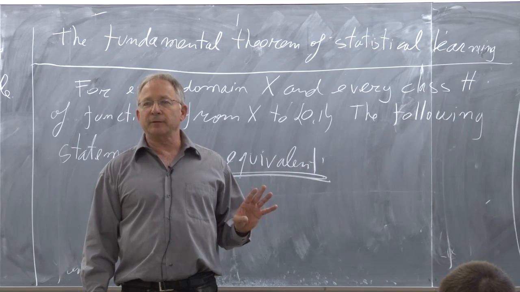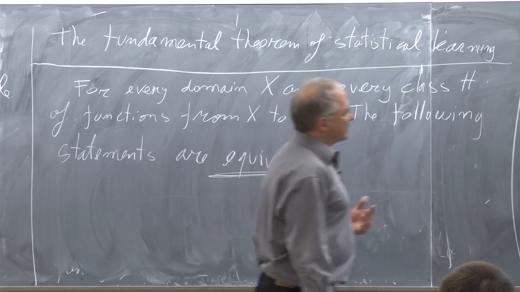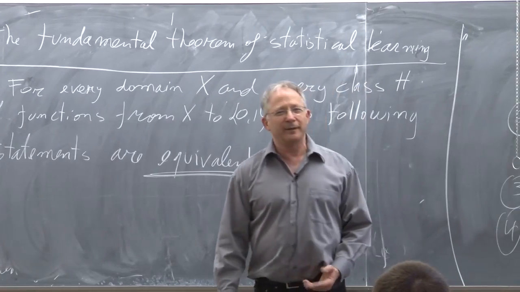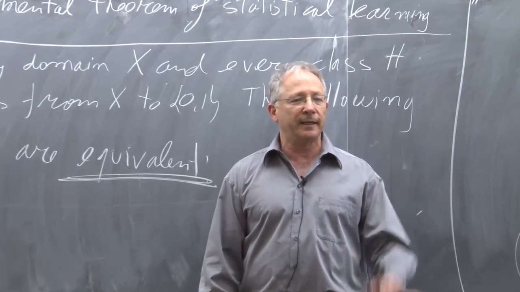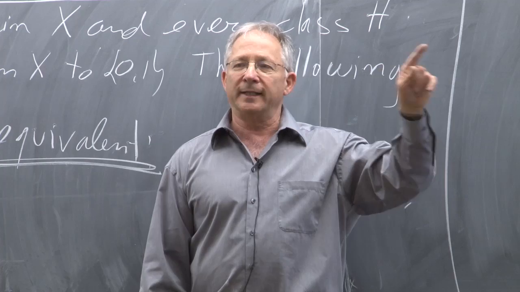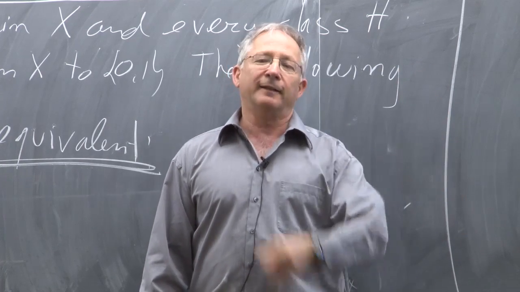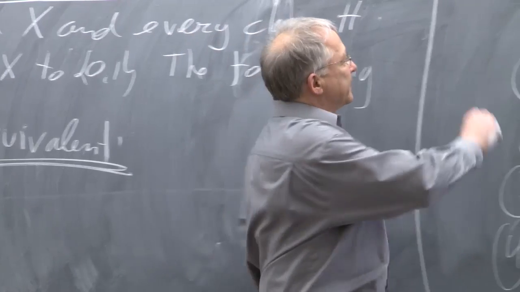So I will start proving it, as is the case in many theorems saying the following are equivalent. We have to show that A implies B, B implies C, and get a whole cycle of implications. So let's start.